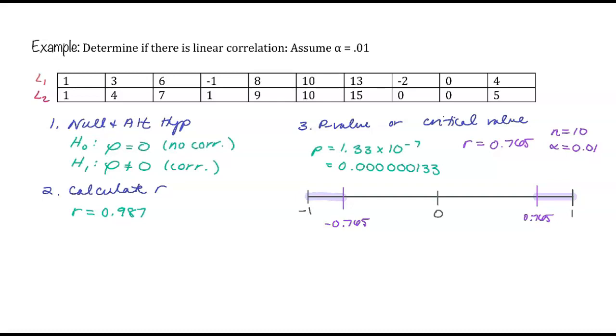The value for R that we got from this data was 0.987, which this time is higher than the critical value. The size of our value for R is greater than the size of the critical value. So this time we're going to reject the null. Whether we compare the p-value to alpha or look at the location of R in relation to the critical value, we come to the same conclusion. We reject the null hypothesis.